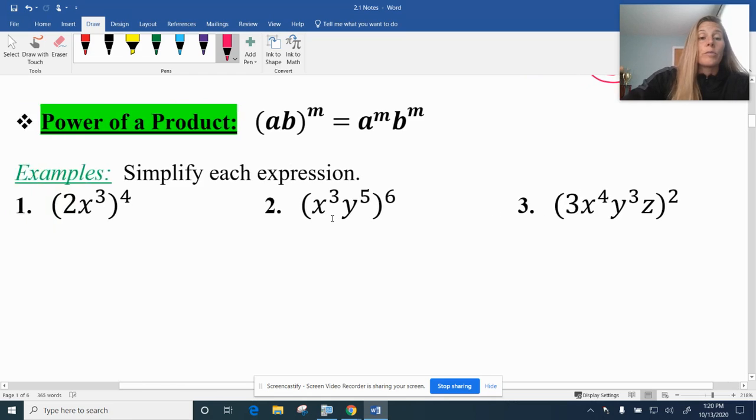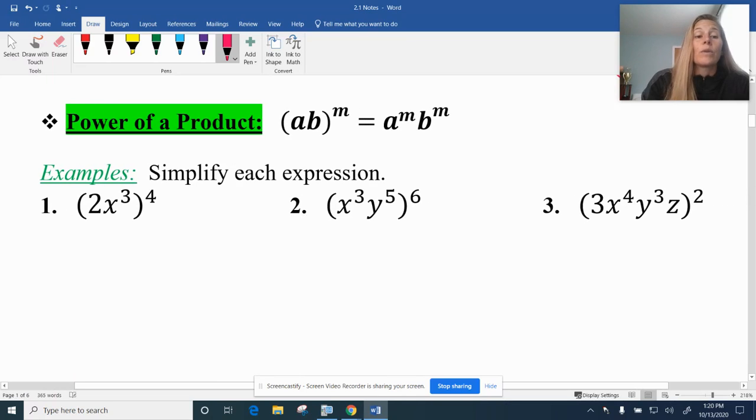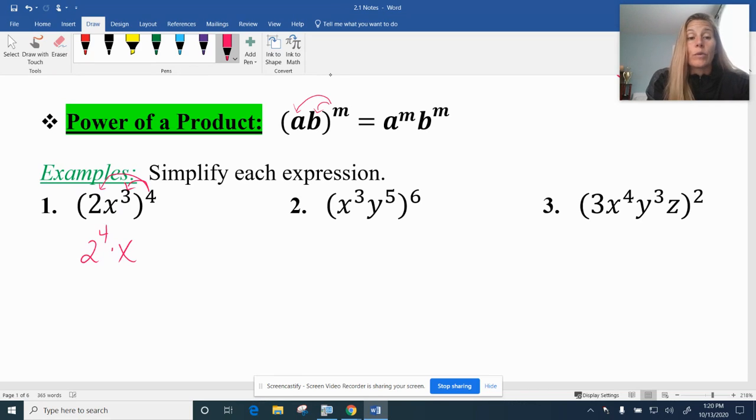Okay, then our third multiplication property is power of a product. So this is when you have two things being multiplied inside those parentheses, and then you have the exponent on the outside. Each of those terms on the inside is going to be raised to that power. So whether it's a number, like here we have a 2, so that's going to be 2 to the 4th power, or here we have a variable term with the exponent x to the 3rd, that's also going to be raised to the 4th power, giving us x to the 12th.